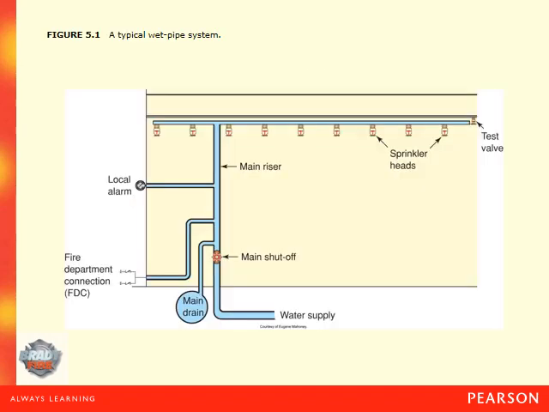Here's the picture of a typical wet pipe system. Notice the different components. You have the fire department connection, you have the local alarm, you have the main riser, and then you have the sprinkler heads as well as the test valve.